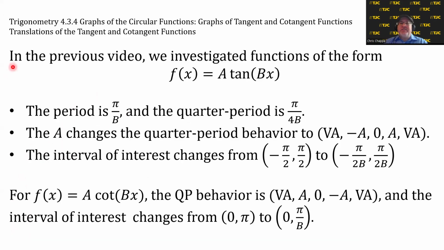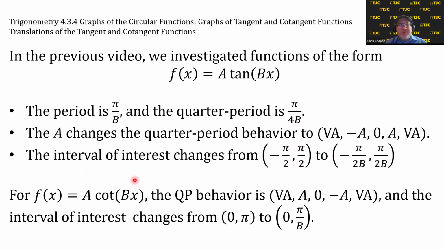In the previous video, we investigated functions of the form f of x equals a tangent of bx. The period was pi over b, and the quarter period pi over 4b. The a changes the quarter period behavior to vertical asymptote, negative a, 0, a, vertical asymptote, basically multiplying all the y coordinates by a. The interval of interest changes from negative pi over 2 to pi over 2 to negative pi over 2b, comma, pi over 2b. Basically, the endpoints of the interval of interest got divided by b, just like the period did.